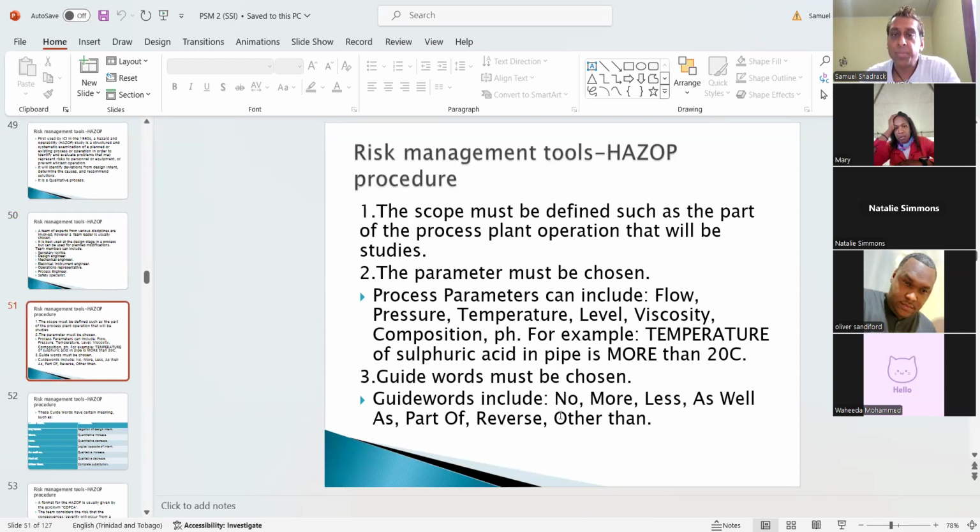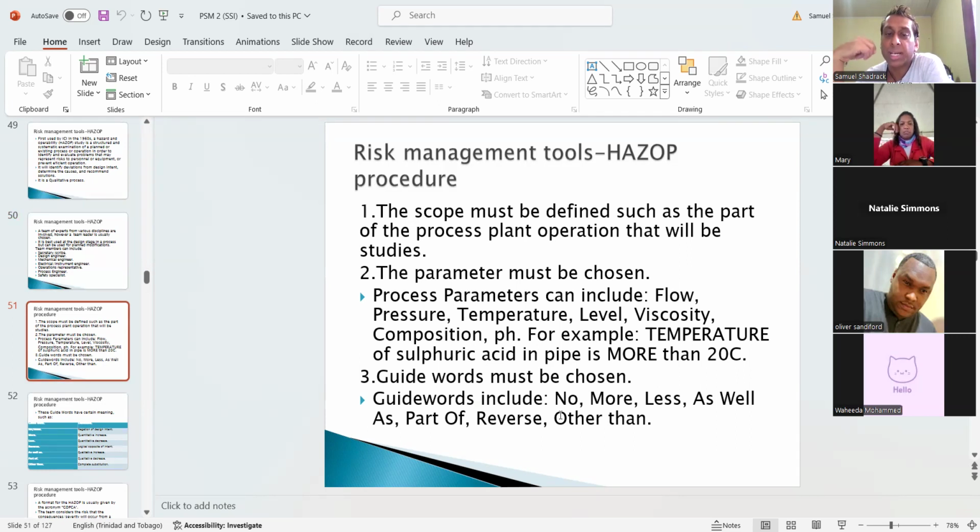So the scope must be defined, such as the part of the process or plant operation that will be studied, right? The parameter must be chosen. Process parameters can include flow, pressure, temperature, level, viscosity, composition, pH. For example, temperature of sulfuric acid in a pipe is more than 20 degrees Celsius, right?